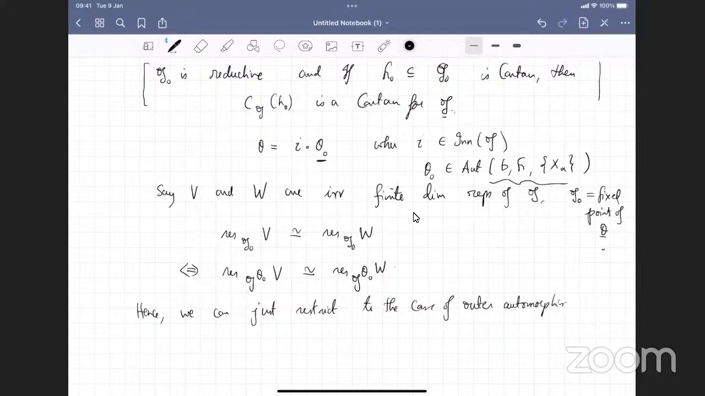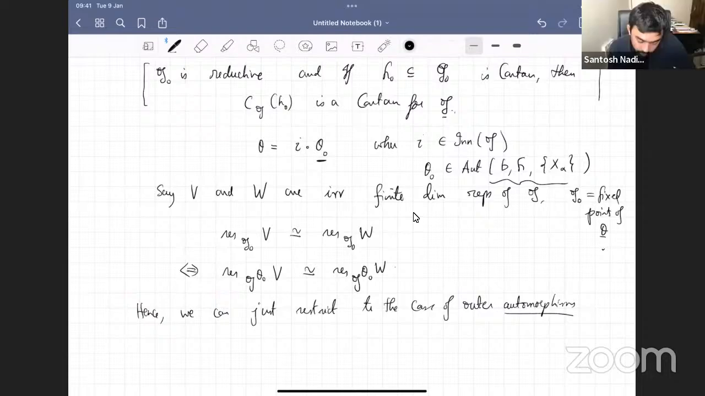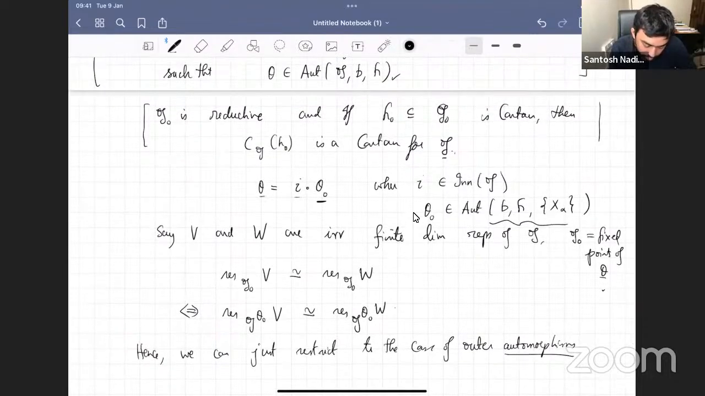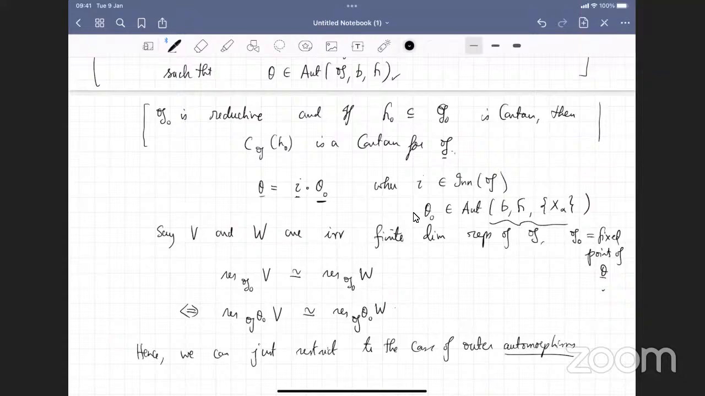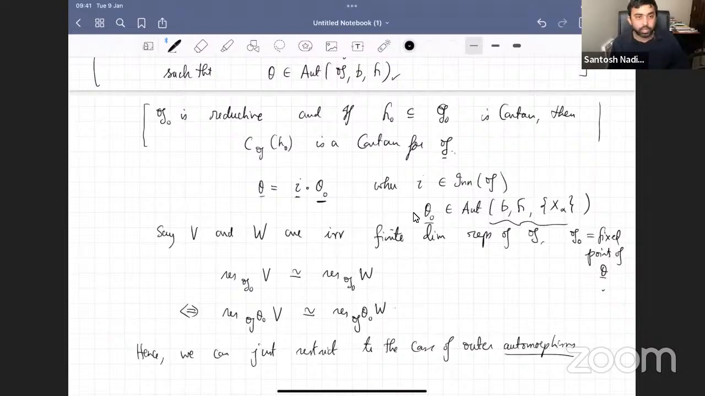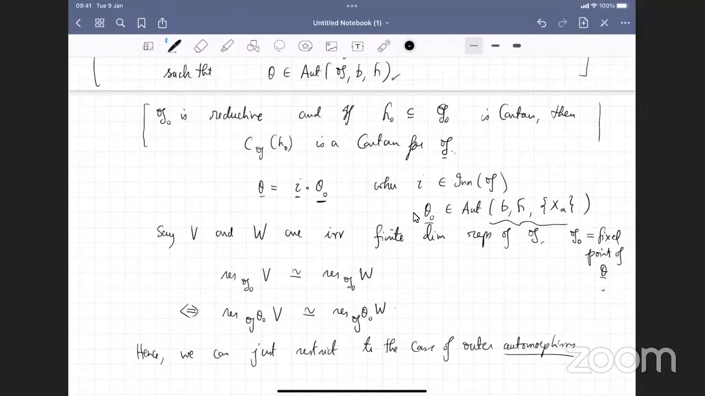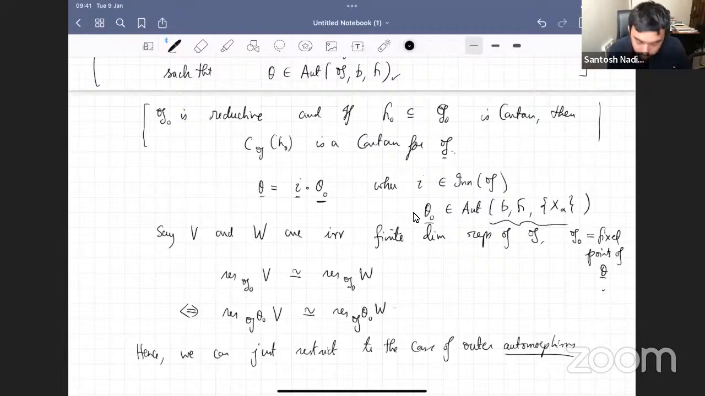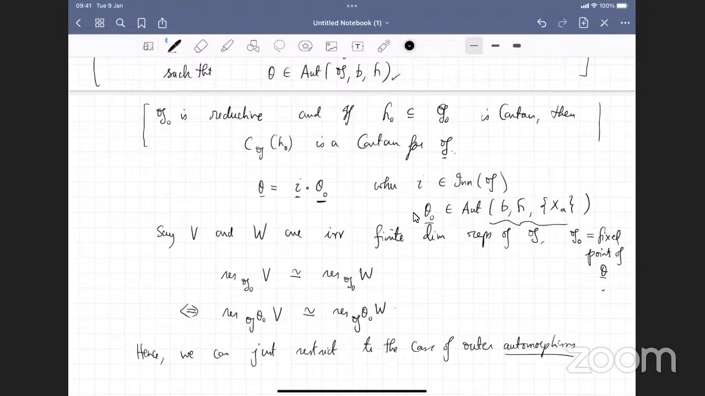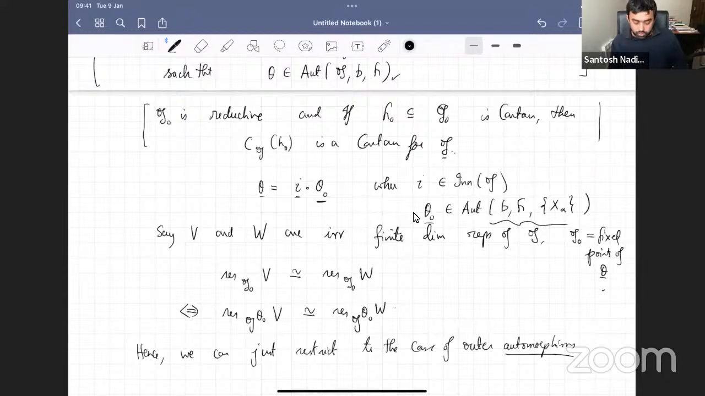Sorry, Santosh, can you recall what theta naught is here? I just write theta as iota times theta 0, where theta 0 is the outer automorphism after fixing all the usual data, the pinning of the complex semisimple algebra. This X alpha is a Chevalley pinning, just the usual thing.